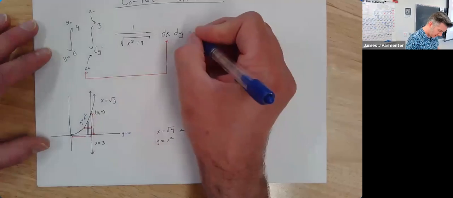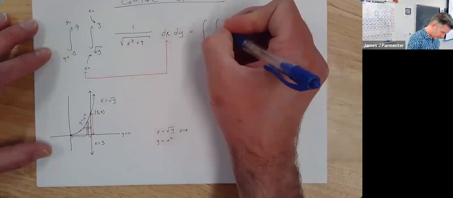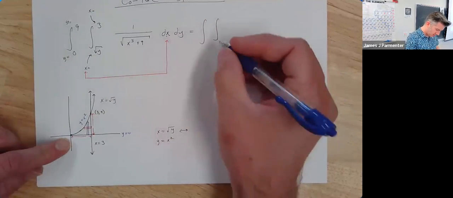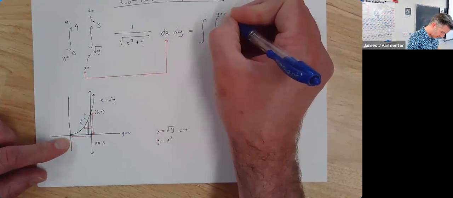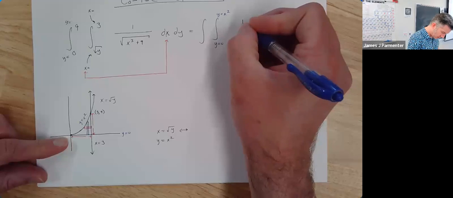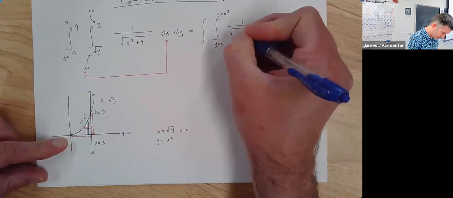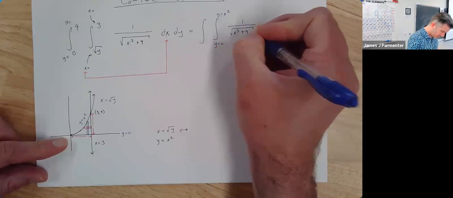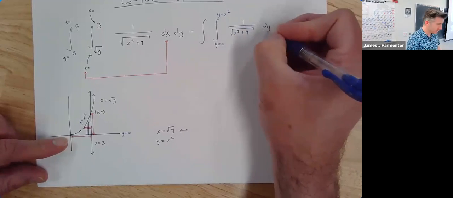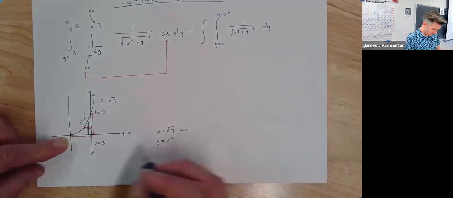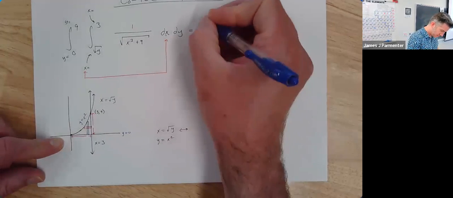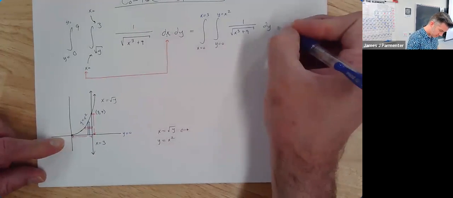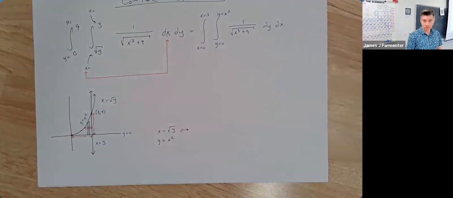So we're going to rewrite this as a double integral. My inner limits of integration are going to be y equals 0 to y equals x squared. Still the same integrand. The integrand doesn't change. But now it's dy first instead of dx first. And my outer limits of integration are going to be x equals 0 to x equals 3. Cool.